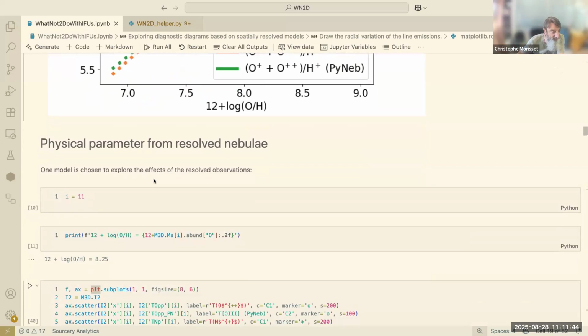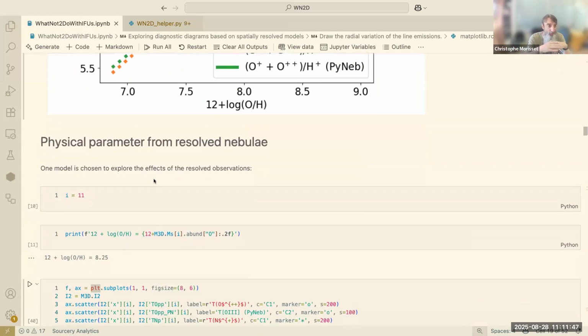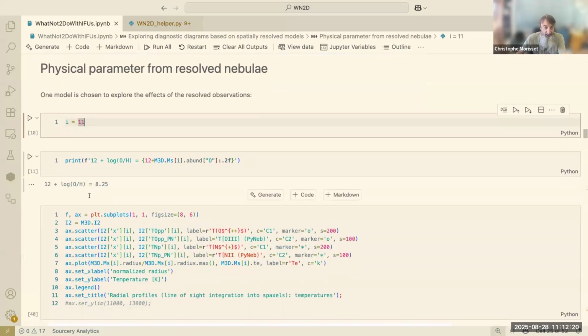Now let's do the same, but for spaxels. So I put my map, my cut in the nebula, I make it horizontally, and I integrate over the radius, okay? So I chose one of the 17 models, the one in the middle, more or less, with O over H of 8.25. So the model number 11. You can change this, and I will provide you everything to play with this. So this is a kind of regular abundance, okay.